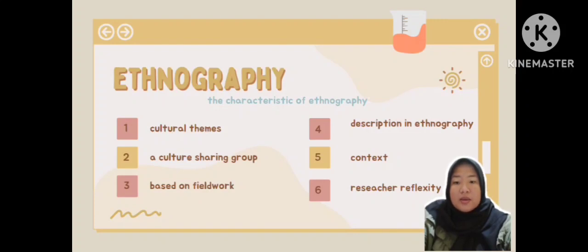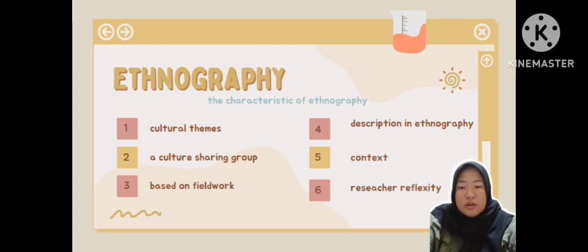Now I will continue with ethnography. So ethnography is a study that examines how people in a society use language to communicate. It also examines how language shapes and functions in society. So here are the characteristics of ethnography. The first is cultural themes, the second is a culture sharing group, and the next is based on fieldwork, and description in ethnography, context, and researcher reflexivity.